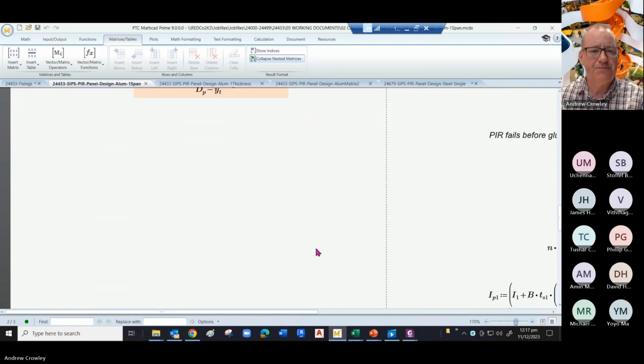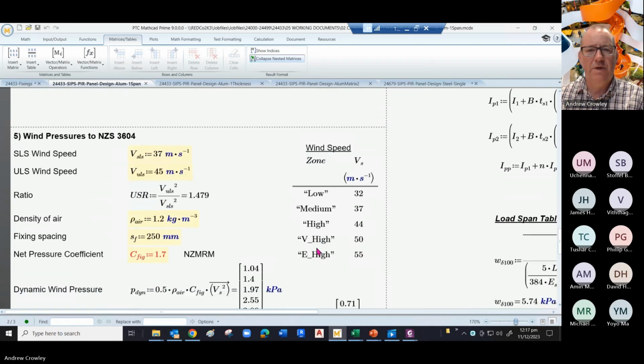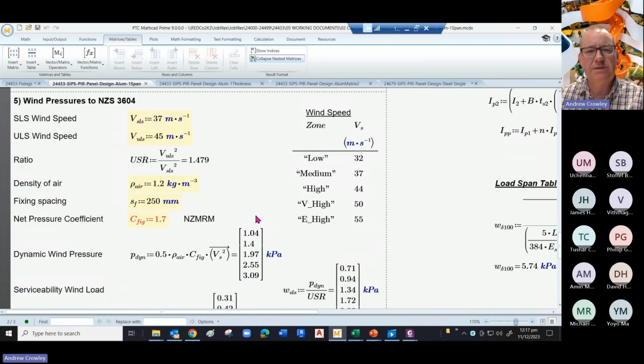Moving on, we can look at wind pressures. And again, we've got our table with low, medium, high wind zones from NZS 3604, giving you wind speeds from 32 to 35. We can also pick out the difference between the ultimate wind speed and the serviceability wind speed from 1170 part 2. And from our table of speeds, we can get our wind pressures.